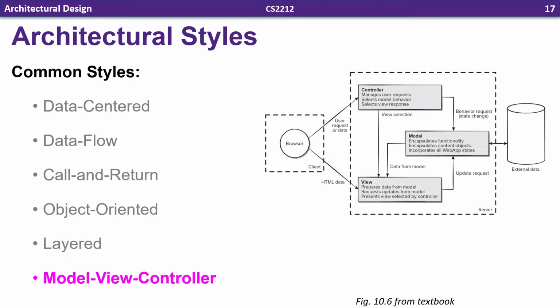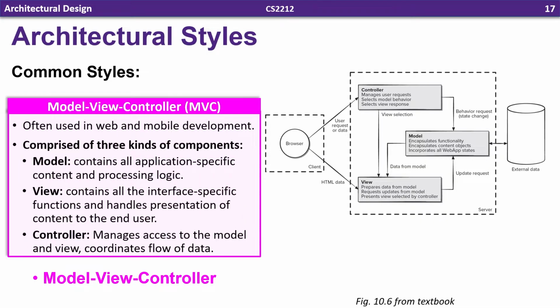The last style we'll be taking a look at is Model View Controller, also called MVC. This is a style that's very popular in web and mobile application development, but can be used for any kind of application with a user interface tied closely together to a data backend, such as a database. The MVC style is comprised of three different kinds of components. Models, which contain all application-specific content and processing logic. Views, which contain all interface-specific functions and handle the user interface. And controllers, which manage access to the model and view components, and coordinate the flow of data.